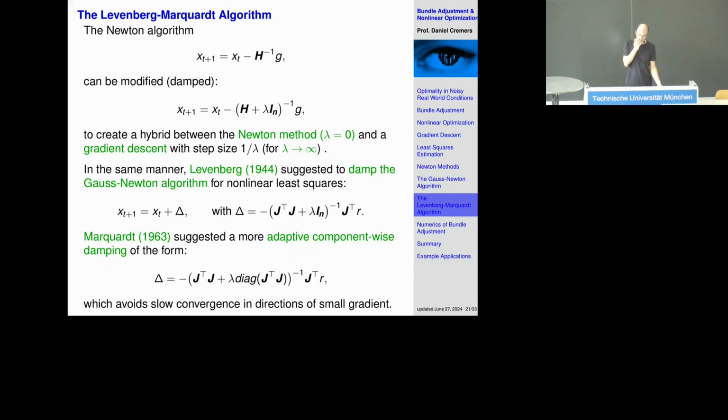We left off in the numerics of bundle adjustment. Remember, the idea of bundle adjustment was to jointly estimate camera motion and 3D structure.